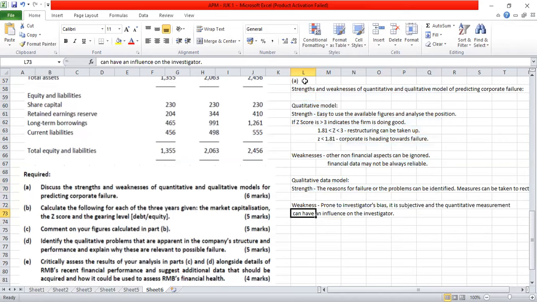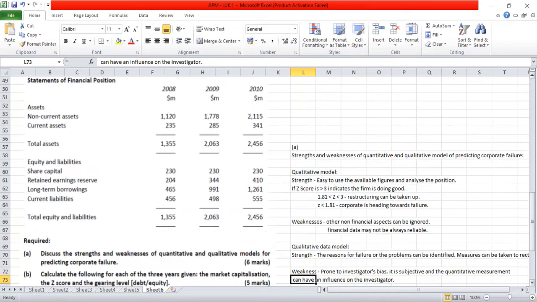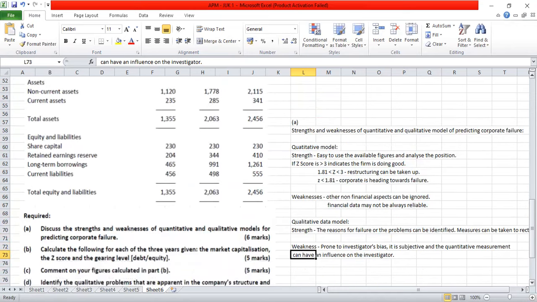quantitative model. The second question: calculate the following for each of the 3 years. We have the data for 3 years, 8, 9, 10, I guess. So for each of the 3 years, we are asked to calculate the market capitalization, the Z score, and the gearing level. Let's take it up.